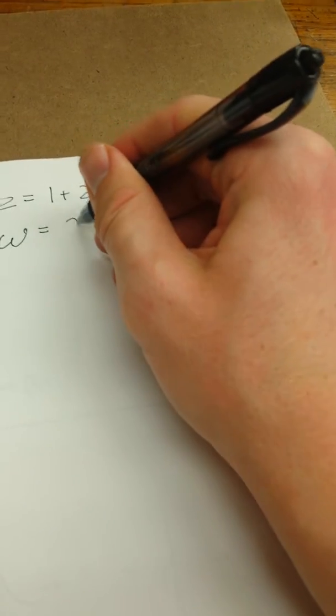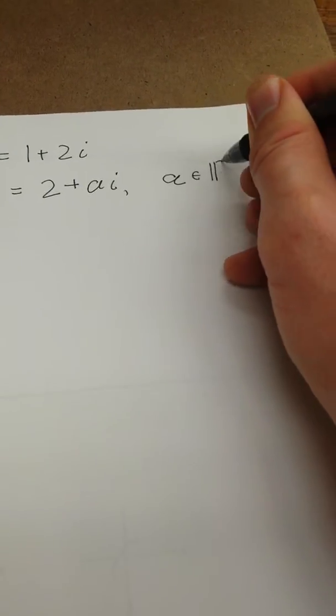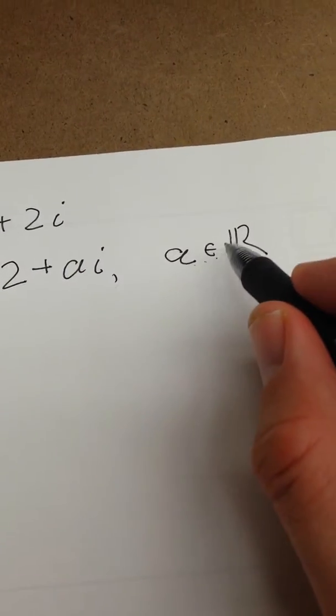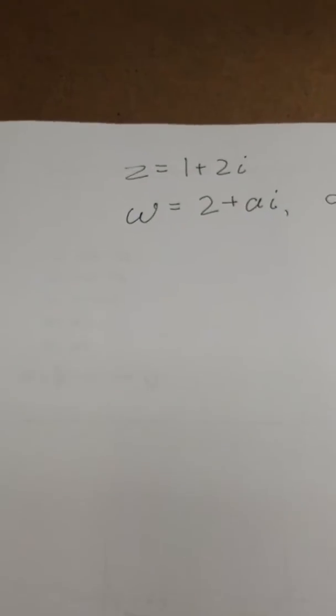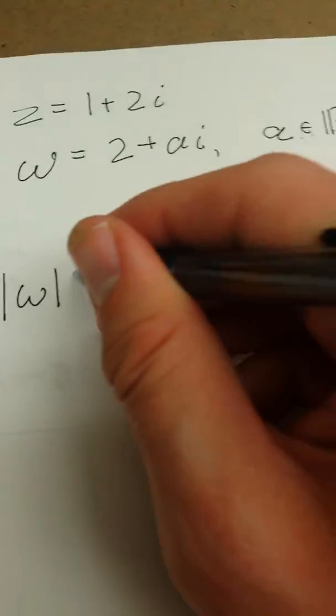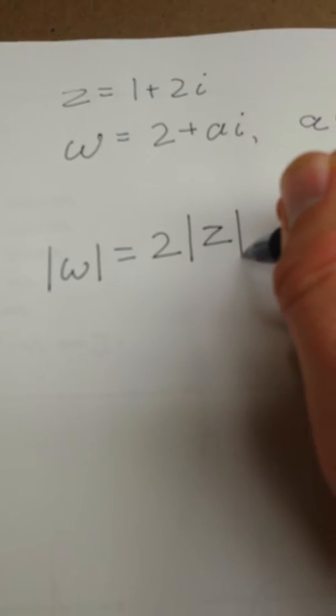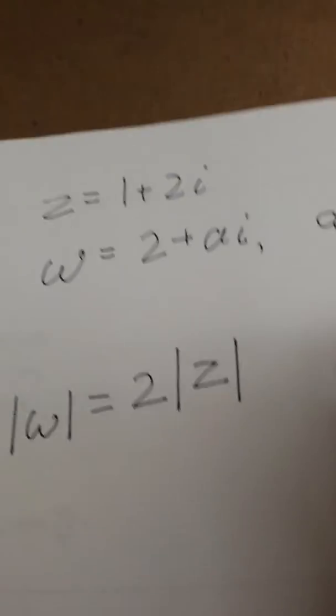Oh, well, okay. So it's asking us to consider the complex number z, which equals 1 plus 2i, and w, which equals 2 plus ai, where a is a real number. I guess it just has a regular R, not a fancy R, but this means that a is a member of the set of real numbers. Okay, and considering that the absolute value of w equals 2 times the absolute value of z, can we figure out what a is?